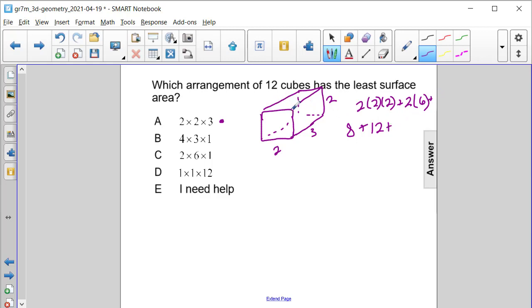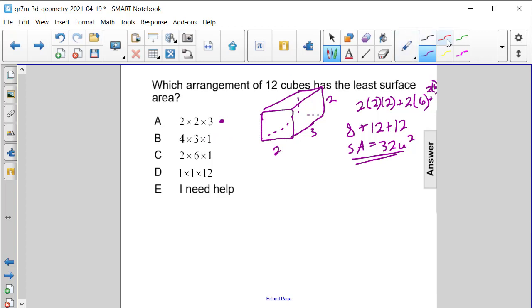Plus, we also have the top and bottom, which are 2 by 3 as well. So we have 2 by 3 area is 6, and we have 2 of those faces, so we have another 12. And when we add these together, the surface area for this one will be 32 square units.